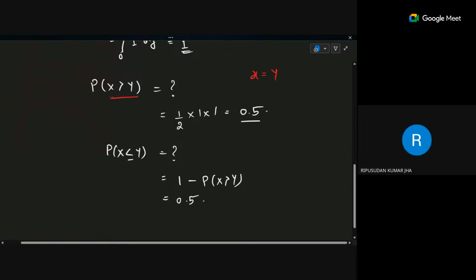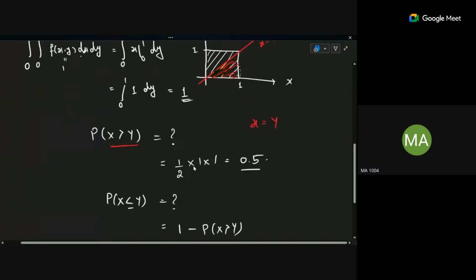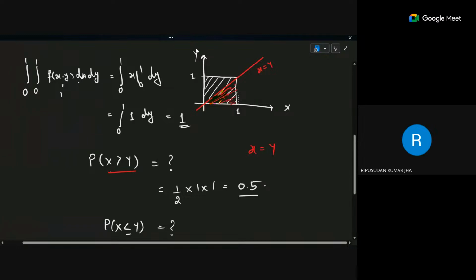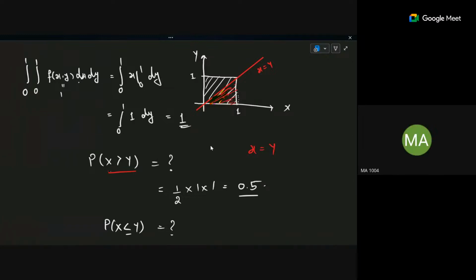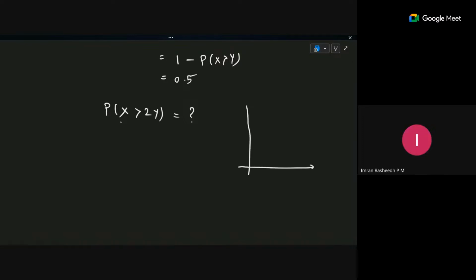If there is a question like probability of x greater than 2y, let's check that. Probability x greater than twice y, right? So what we will do, we will draw the line x is equal to twice y. How will that line be? Same as this, only the slope of the line will change, no? Yes, ma'am.